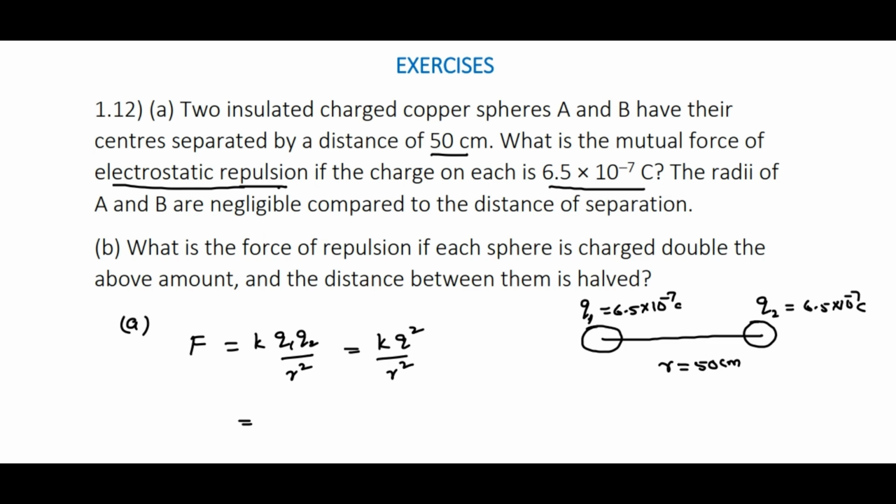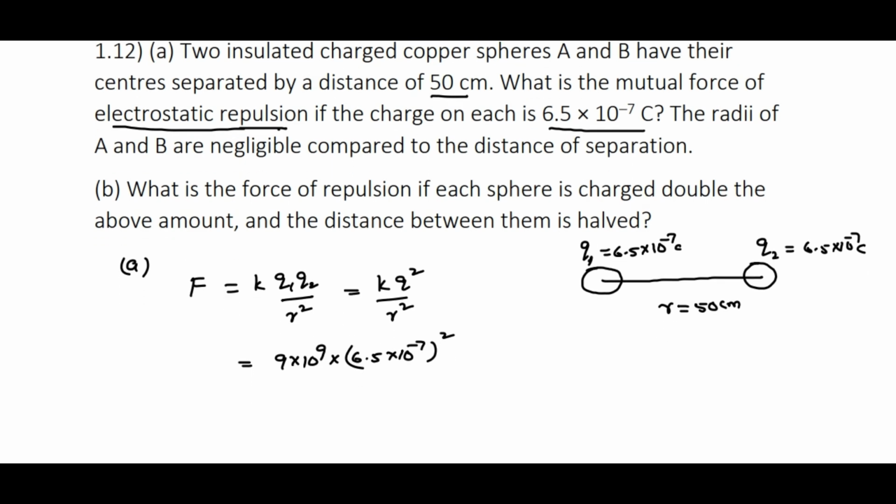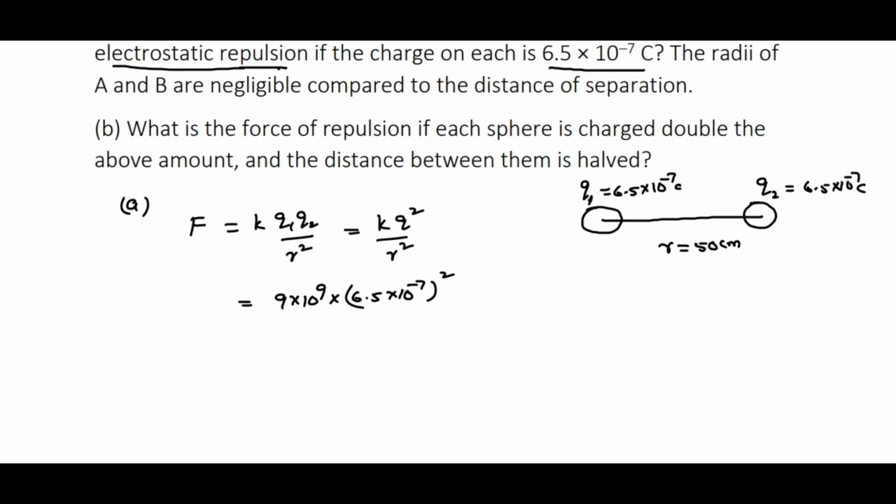That is equal to K value 9 into 10 power 9, Q value 6.5 into 10 power minus 7 whole square, divided by r value. r is given as 50 centimeter, the same we write as 50 into 10 power minus 2 meter in terms of SI, so divided by 50 into 10 power minus 2 whole square. After simplification, this value we will get 1.52 into 10 power minus 5 Newton. This is the force of repulsion.